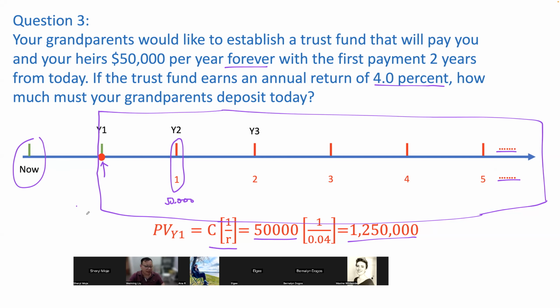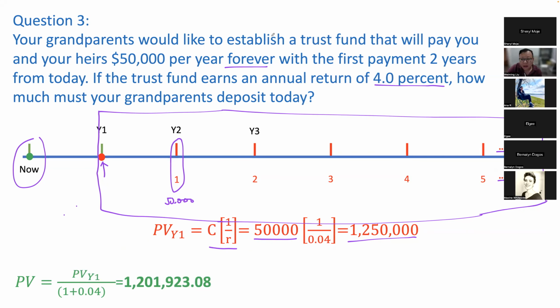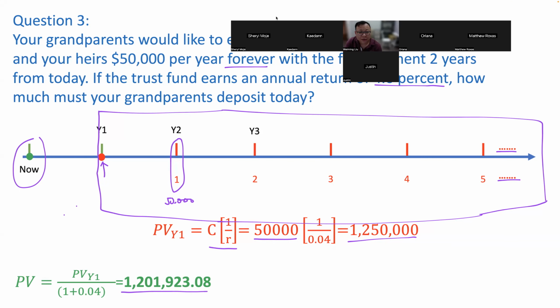Okay, but this question is asking about now, not year 1. So I know year 1 is 1.25 million. I just need to discount by 1 more year. So I just need to discount this value we calculated at year 1 by 1 year. And I figured out the present value of that future cash flow should be 1.2 million. And that's how much the grandparents should deposit. Okay, does this make sense?